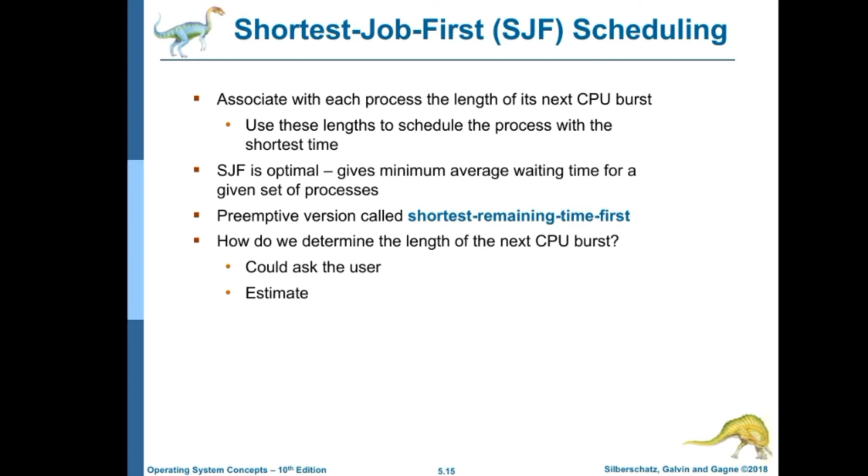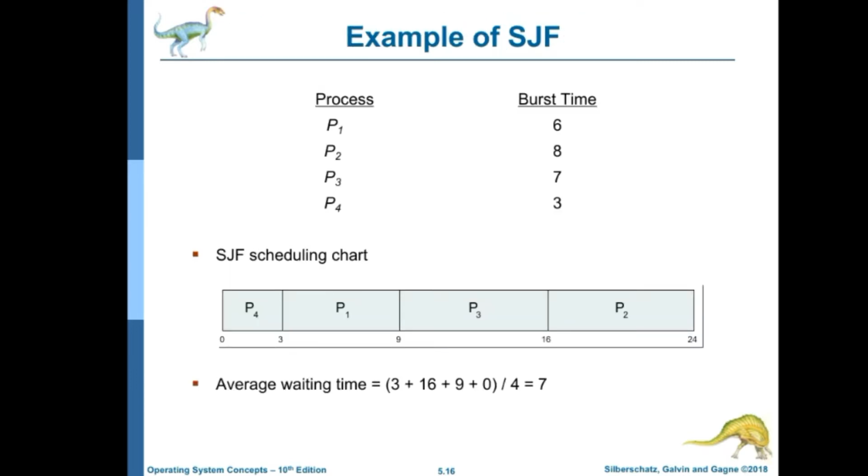The preemptive version is called shortest remaining time first. So how do we determine the length of the next CPU burst? We could ask the user to estimate. Here's an example of SJF, or shortest job first scheduling. We have the processes P1, P2, P3, and P4, and the burst times are 6, 8, 7, 3.